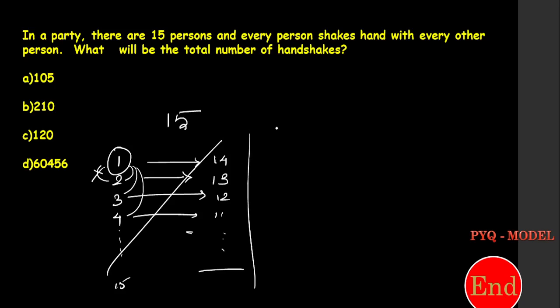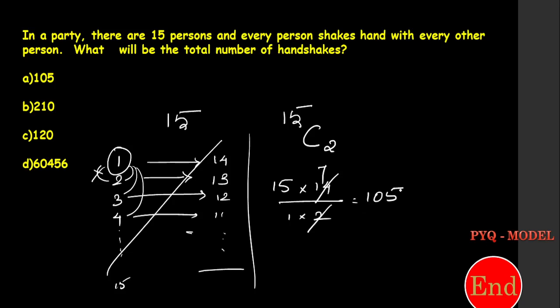So the next way is you can use the combination, right? So 15 persons are there. Any two persons, if they are talking to each other, they can give a handshake, right? So out of 15, C2. Select any two from 15. This is your answer. So 15 times 14 over 1 into 2, right? So I can cancel these numbers. 15 into 7 is 105. So totally 105 handshakes happened when 15 persons met each other.